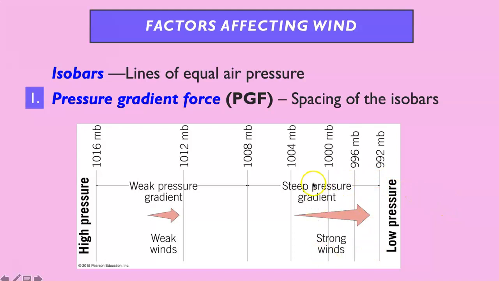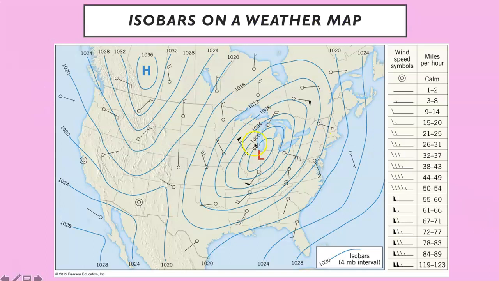The closer together the lines are, the stronger the winds, because the faster the pressure change. If they're farther apart from each other, then we're going to have weaker winds. So if you notice here, we've got isobars close together here, and symbols that are indicating very fast winds, symbols that are over here. Out in this area where the isobars are farther apart, the winds are not as fast.